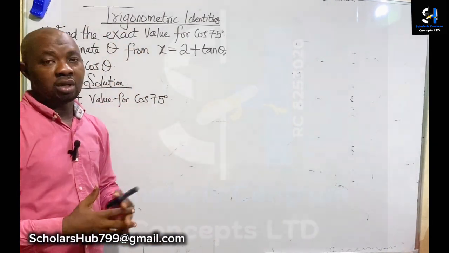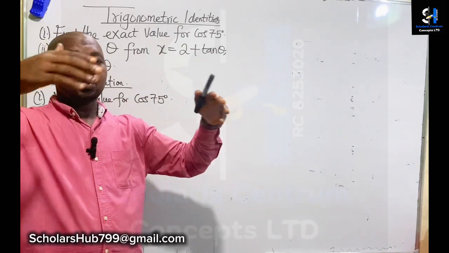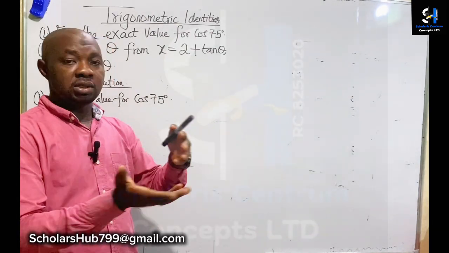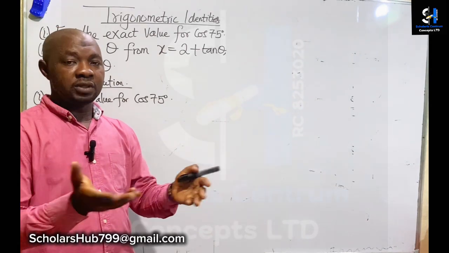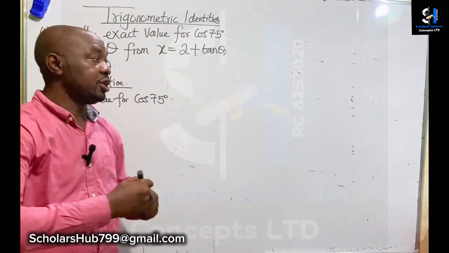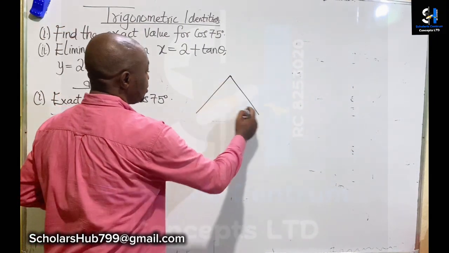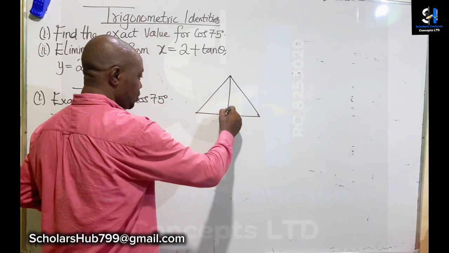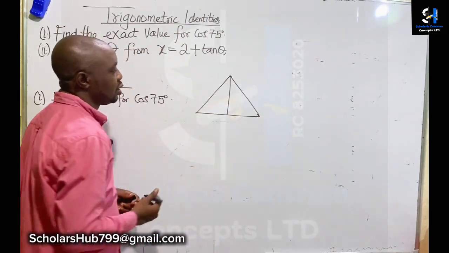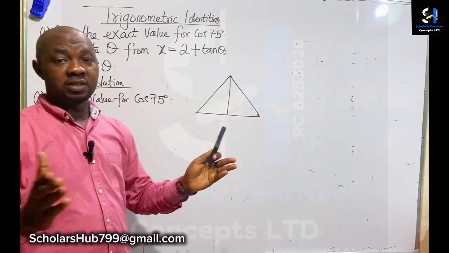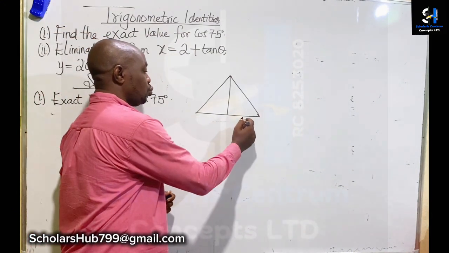When we draw an equilateral triangle, the two slanted sides are 2 units, and the closing side of the triangle will also be 2 units. But when we drop a perpendicular line from this point to the base, the 2 units of the base will be divided into 1 unit each.